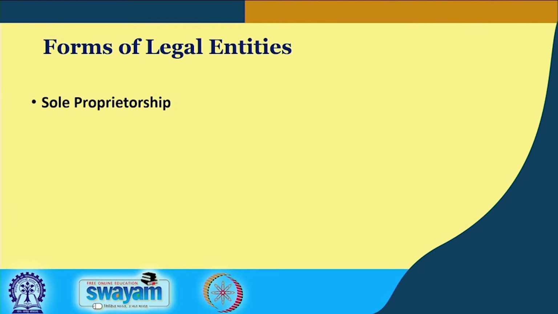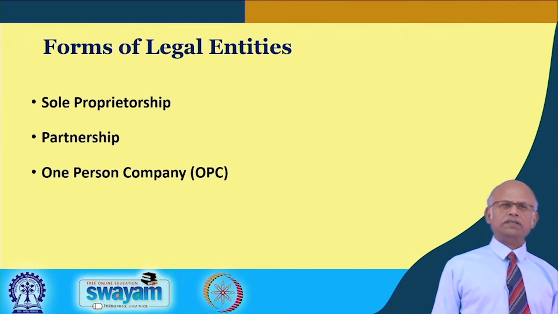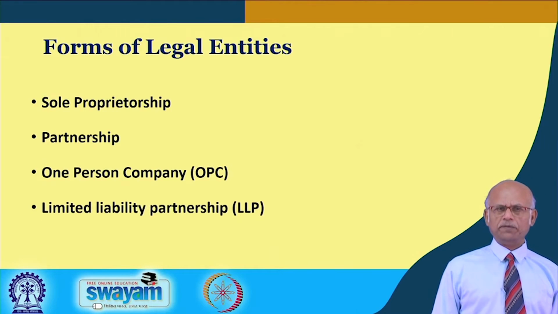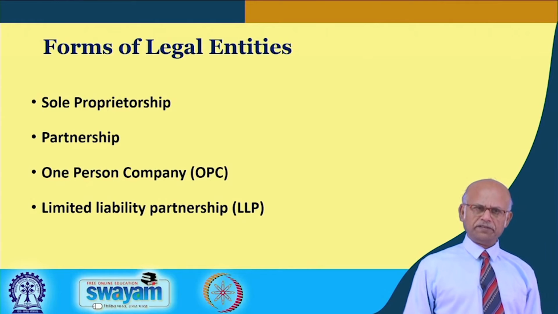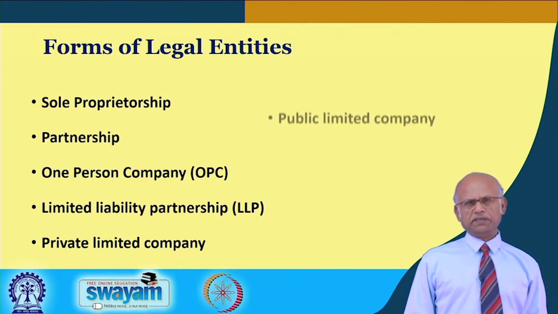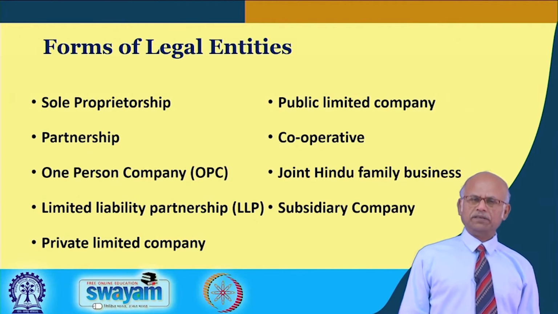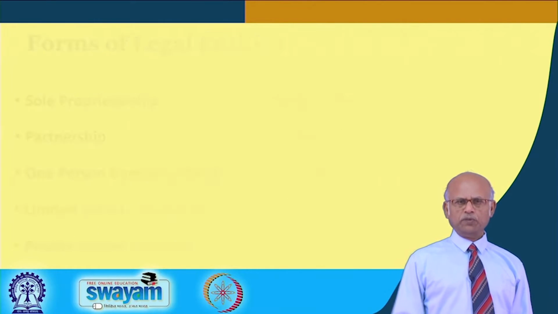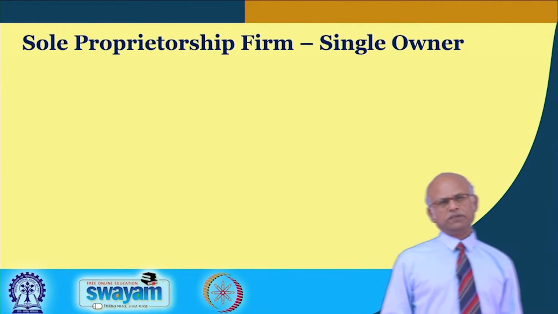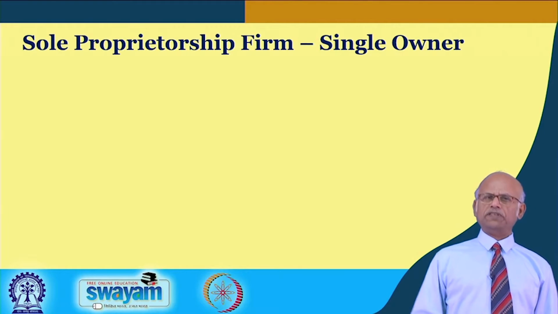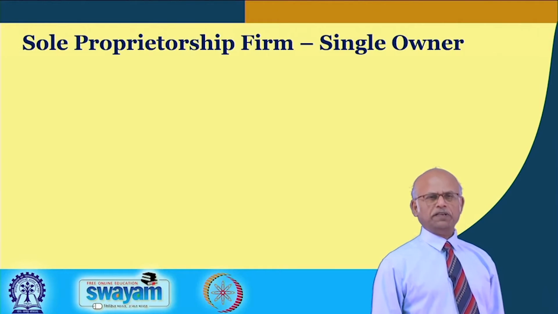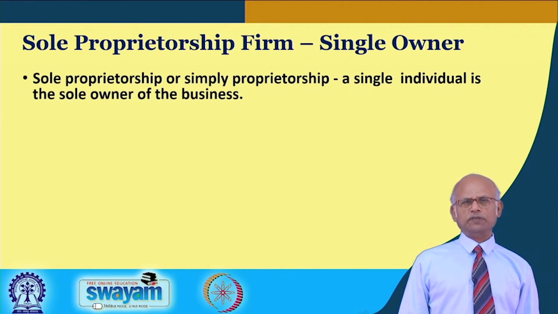Now, there are several forms actually. Start with sole proprietorship, the simplest form, and then partnership. Then one person company is a new kind of entity that has been allowed under Companies Act 2013. Then we have limited liability partnership, again another new format of business. Then private limited company, public limited company, cooperative, joint Hindu family business, and subsidiary company. There may be many others. Primarily, we will be covering proprietorship, partnership, limited liability partnership, one person company, private limited, and public limited. Time is very short, so I have to move really fast.